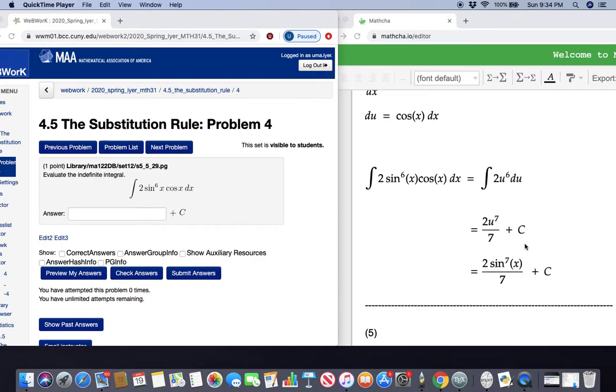Don't leave the answer there. Replace u back: sine to the 7 of x over 7. So twice sine to the 7 of x over 7. Notice this 7 actually means power of sine. Okay, so how do I input this? This is a fraction.